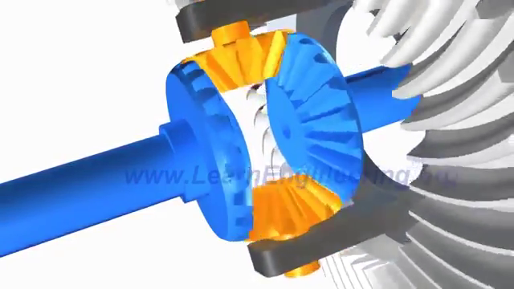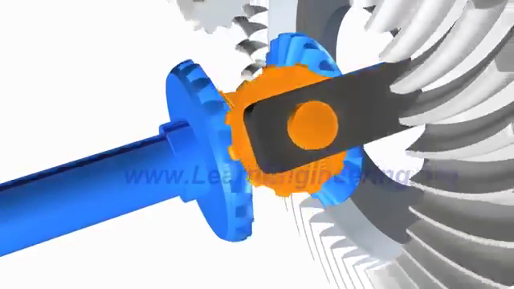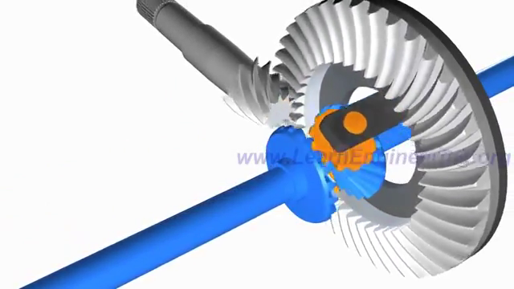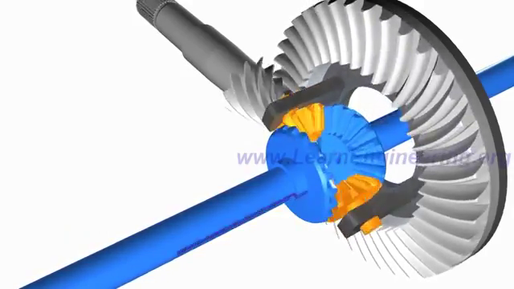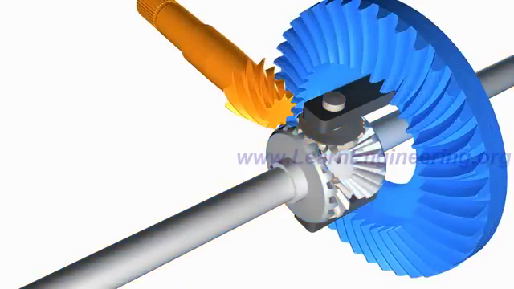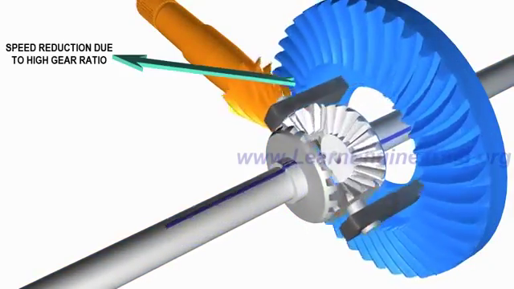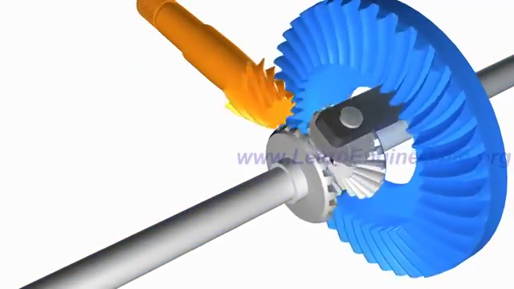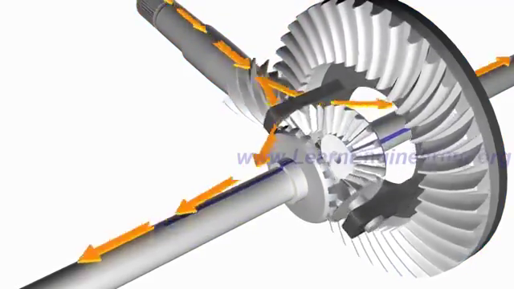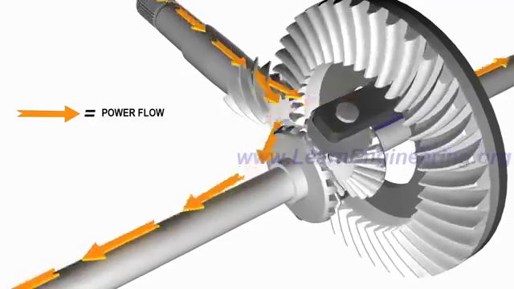Apart from allowing wheels to rotate at different RPM, the differential has 2 more functions. First is speed reduction at the pinion ring gear assembly. This will result in torque multiplication. The other function is to turn the power flow direction by 90 degrees.